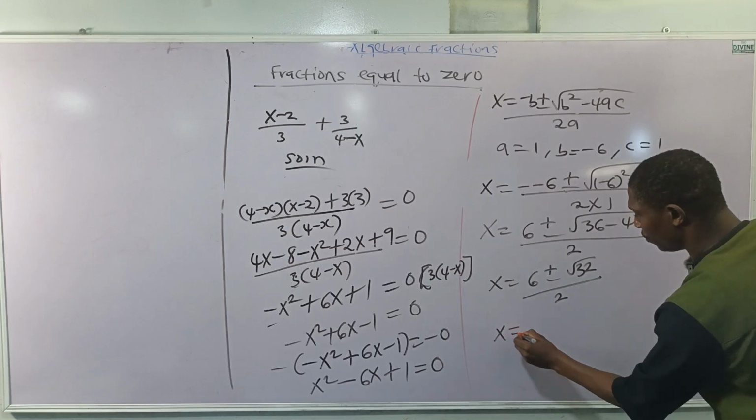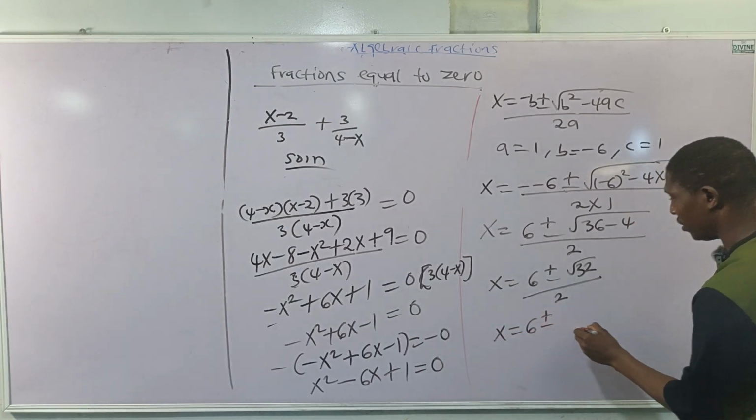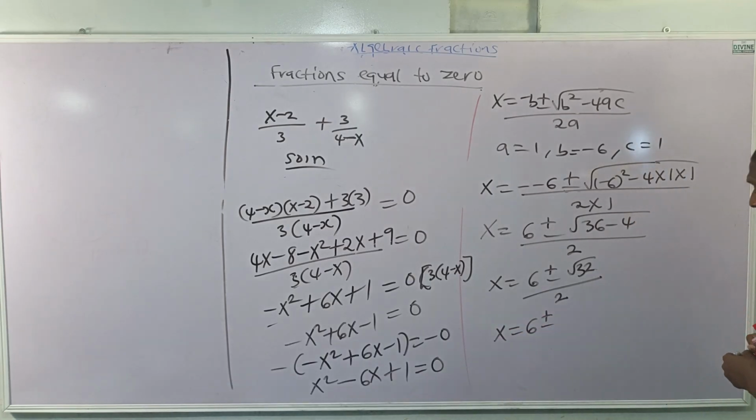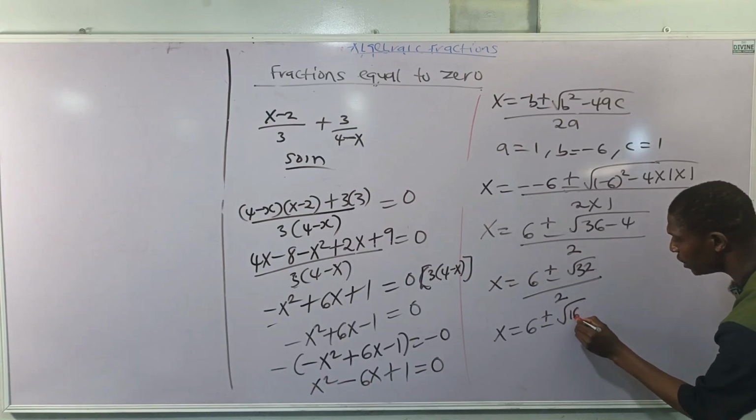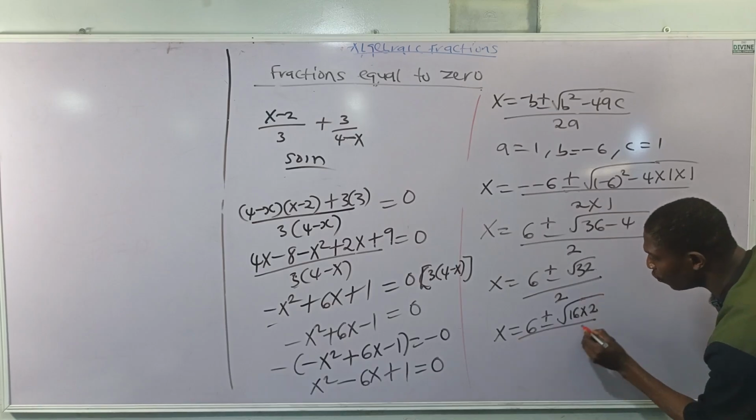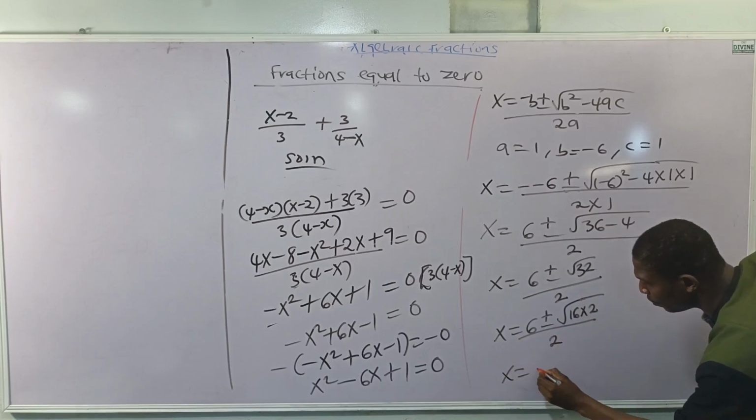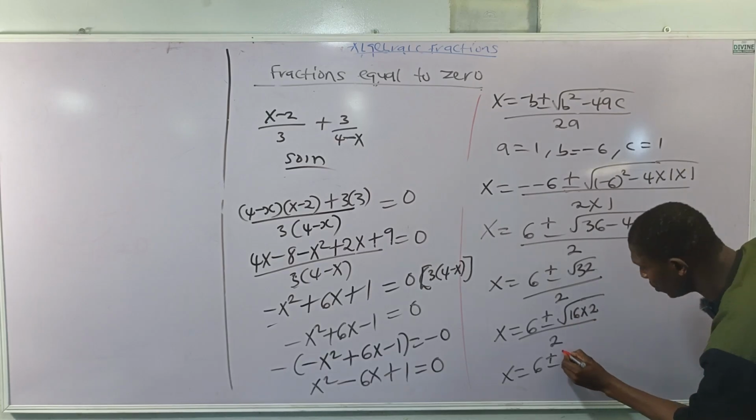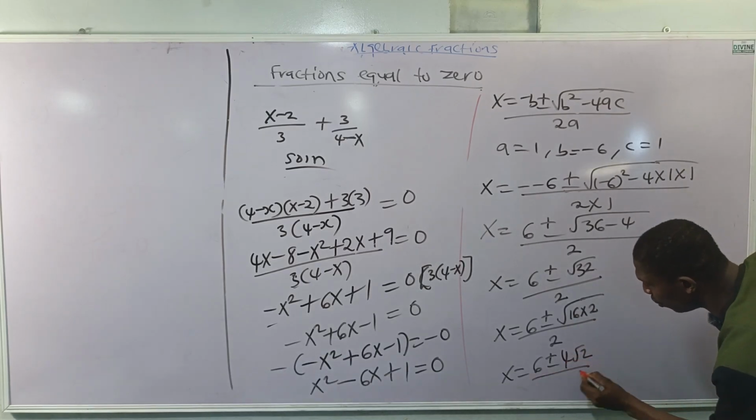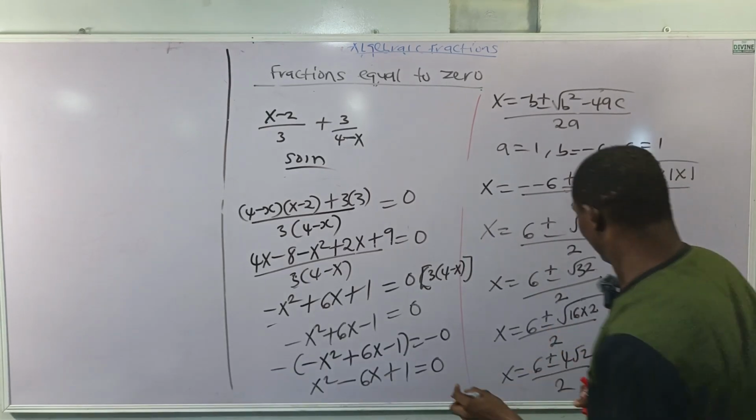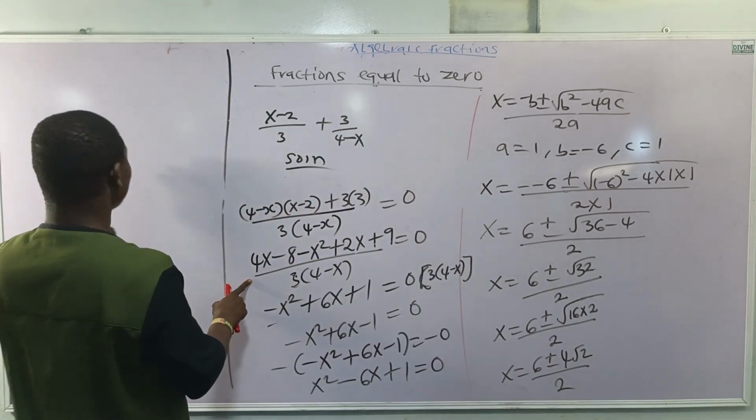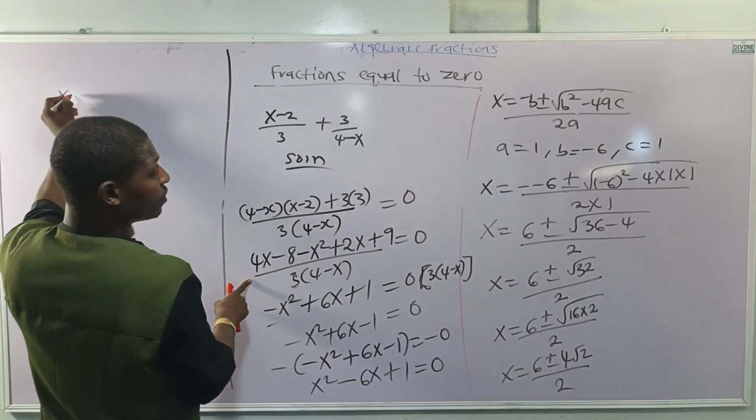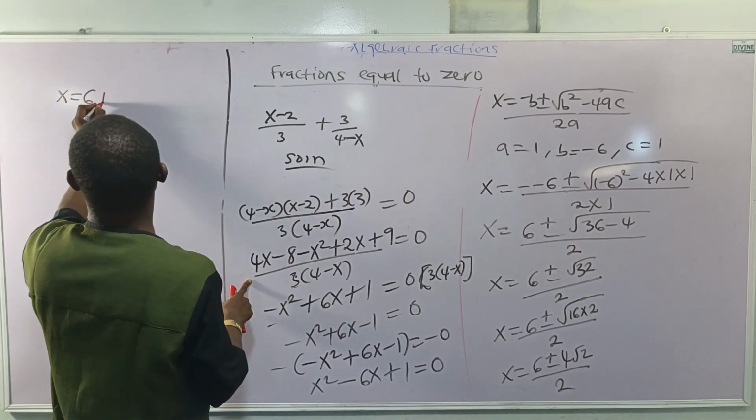And I'll have x equals 6 plus minus this 32. 32 is the same as 16 times 2. So I'll have root 16 times 2, all over 2. And x will be equal to 6 plus minus square root of 16 is 4. So I can have 4 root 2 all over 2.